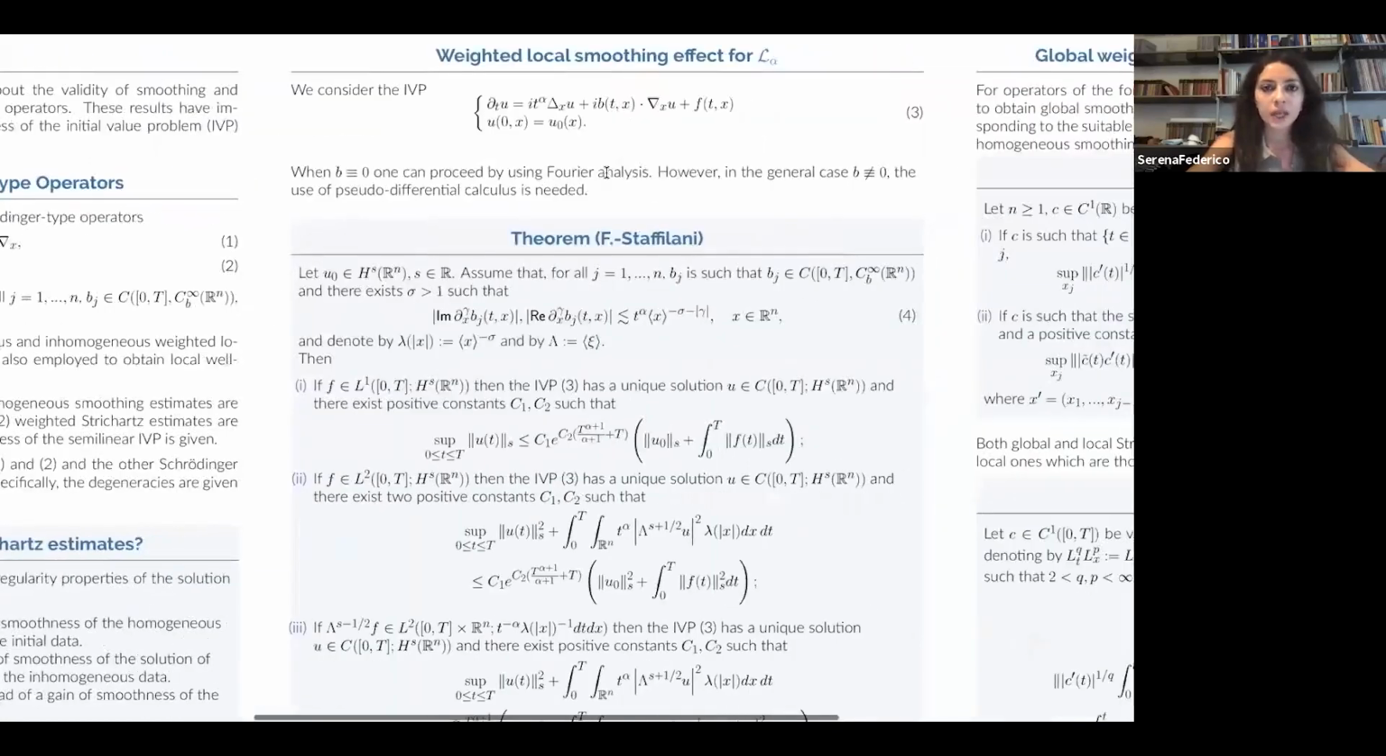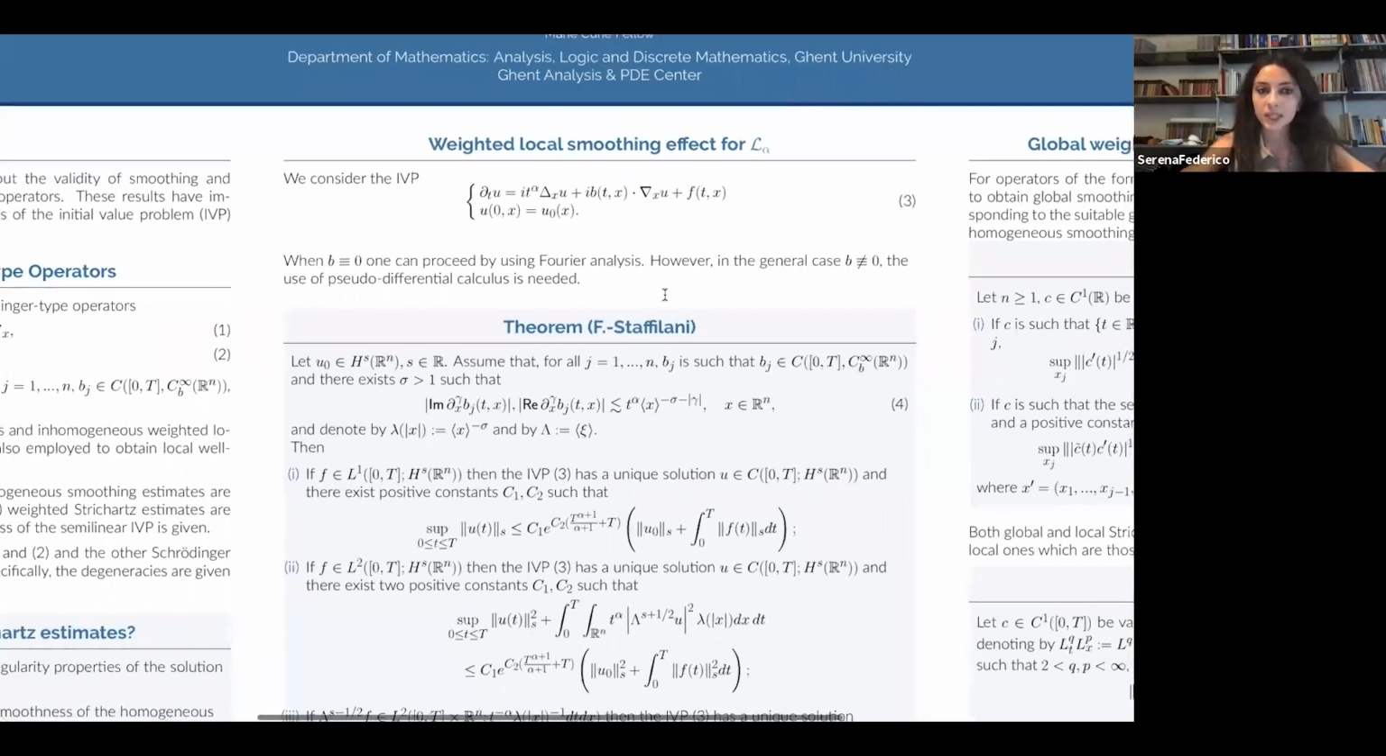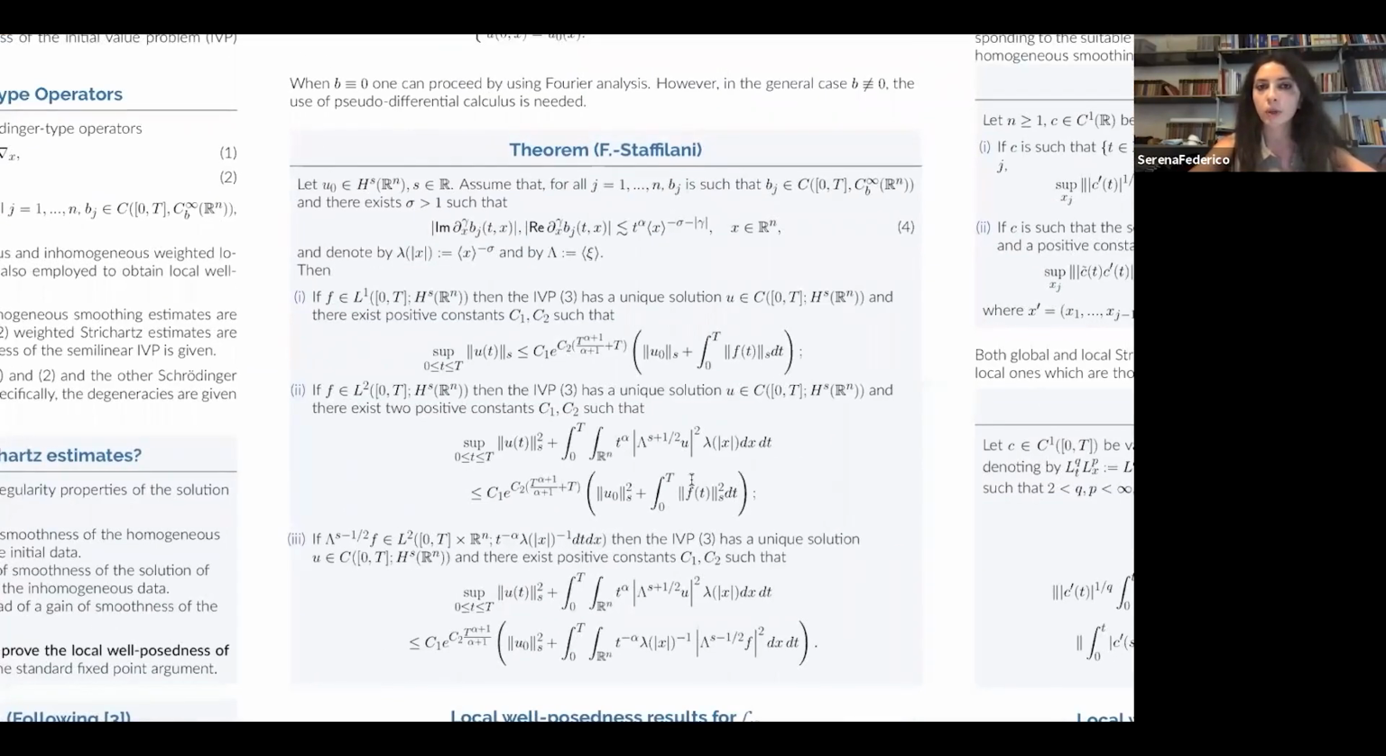So I will start with the first class, which was analyzed by Giulia Staffilani and myself, and we proved some weighted local smoothing estimates, both homogeneous and non-homogeneous, for the solution of the following initial value problem. In particular, the very delicate point is the presence of this first order term. When B is identically 0, one can essentially use Fourier analysis methods and find the validity of these estimates. But if B is not identically 0, one has to use the pseudo-differential calculus.